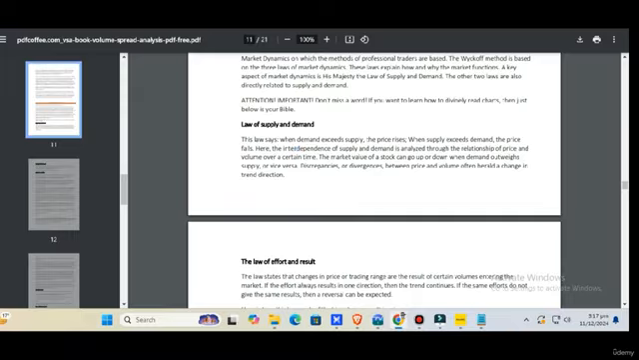Hence the interdependence of supply and demand is analyzed through the relationship of price and volume over a certain time. What it is saying is that discrepancies or divergences between price and volume often help signal a change in the trend direction. So these are all related to trend reversals. These are also included in the distribution and accumulation stage. That's why it is only pointing to the reversals, because it is only for reversal trading.